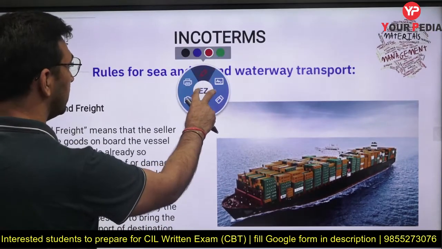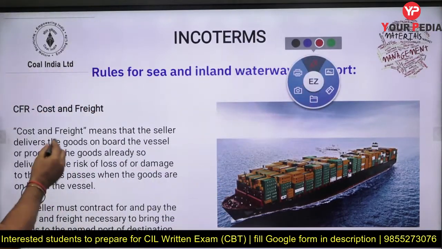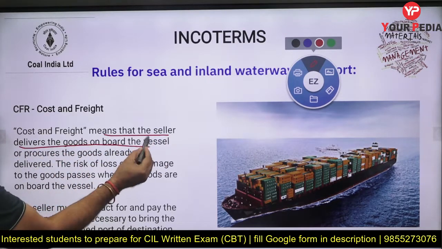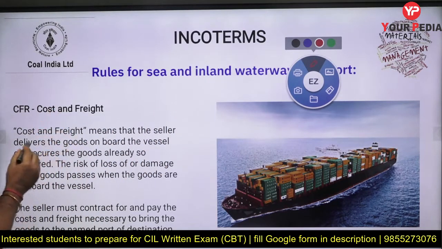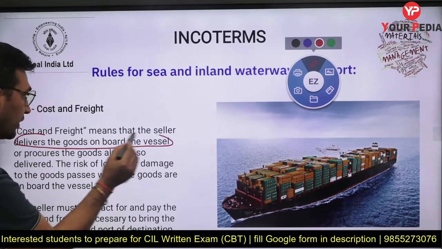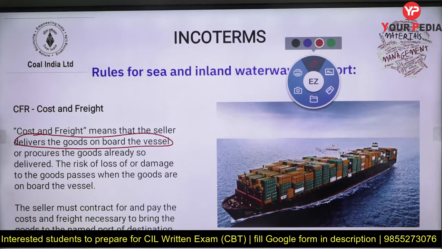What it says, cost and freight means that the seller delivers the goods on board. Now ये देखो, again he is mentioning seller delivers the goods on board the vessel. He delivers on board the vessel. This is his responsibility. That's all. ये same ही है जैसा FOB में. It's same like you are having in FOB. Or procedure, I have already explained you.